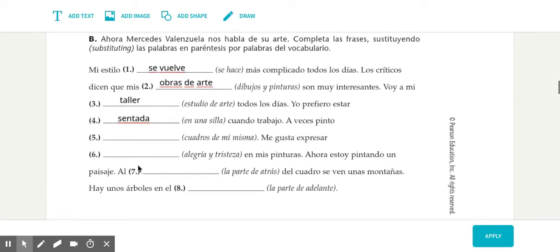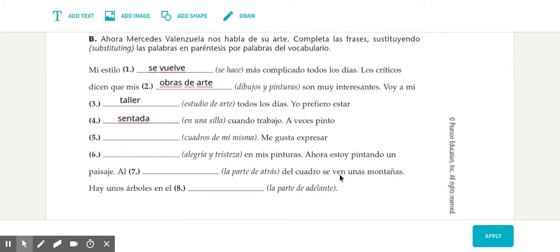Ahora estoy pintando un paisaje. So she's doing a landscape. Remember your landscape painting from the vocabulary, right? Paisaje, right? There were parts of that landscape. What is it going to be? La parte de atrás. What is that called? The part in the back, the background. What's it called in Spanish? Okay, find it out. If you don't know, that means you need to look at your vocabulary again. You need to look at that video I made.